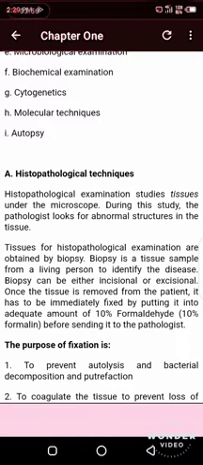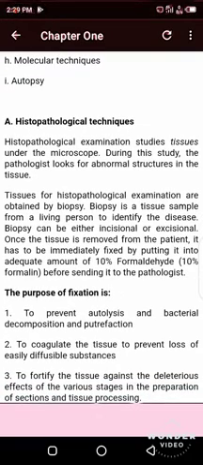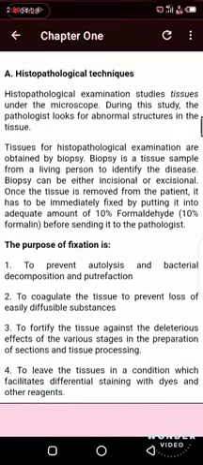So what is tissue? Tissue is a collection of cells that work together. During the study, the pathologists look for abnormal structure in the tissue. Tissue for histopathological examination is obtained by biopsy. Biopsy is a tissue sample from a living person to identify the disease. Biopsy can be either incisional or excisional. Once the tissue is removed from the patient, it has to be immediately fixed by putting it into an adequate amount of 10% formaldehyde, 10% formalin, before sending it to a pathologist.